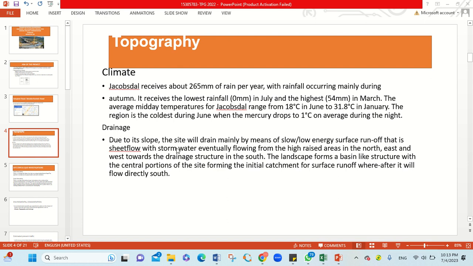Drainage. Due to its slope, the site will drain mainly by means of slow and low energy surface runoff, that is sheet flow, with the stormwater eventually flowing from the higher raised areas in the north, east, and west towards the drainage structure in the south. The landscape forms a basin structure, with the central portion of the site forming the initial catchment of the surface runoff, where it will flow directly from the south.